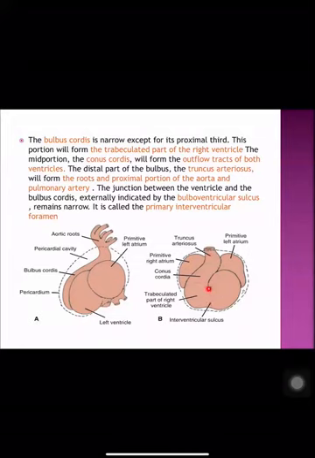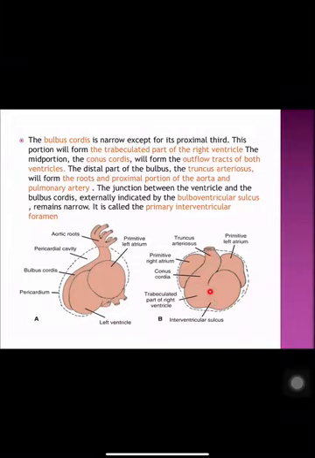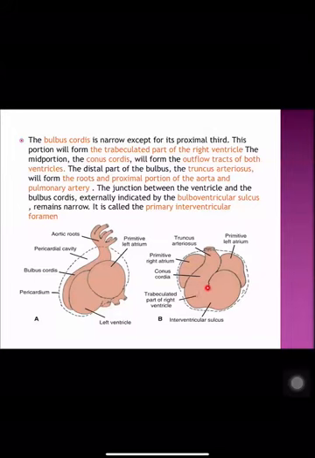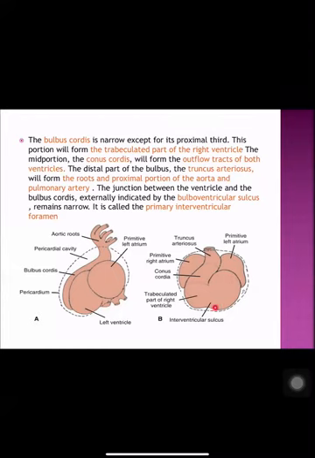Now, the junction between the ventricle and the bulbus cordis remains narrow. This is called the bulboventricular sulcus, and it will form the interventricular foramen. Because of this, we have the primitive left ventricle and the right ventricle, connected by the interventricular foramen.